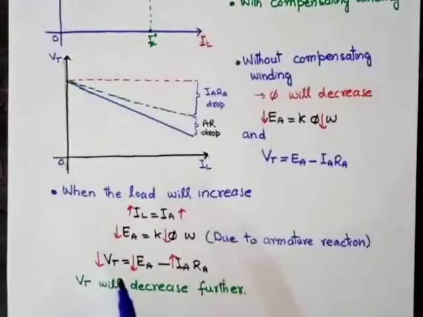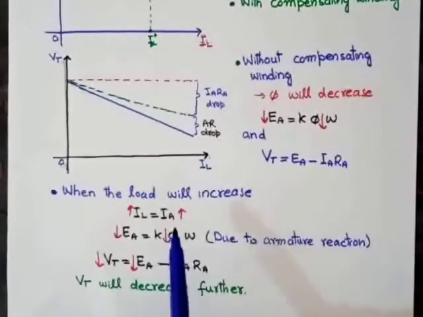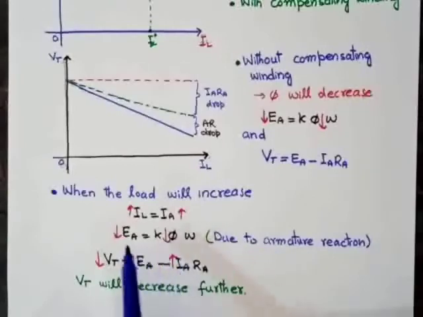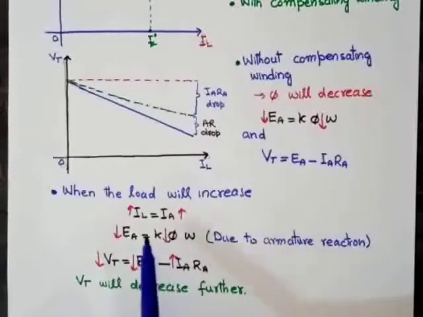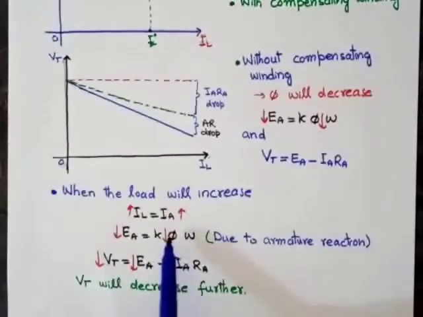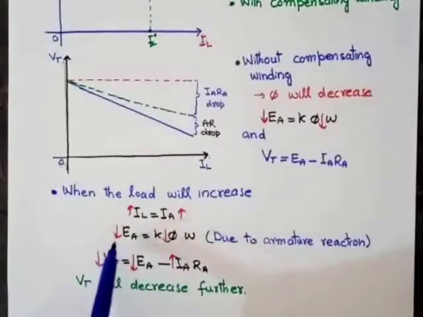As we increase the load, the armature current will increase, and due to armature reaction, the flux will decrease. When the flux decreases, the internal generated voltage will decrease, because the relationship between internal generated voltage and flux is directly proportional.